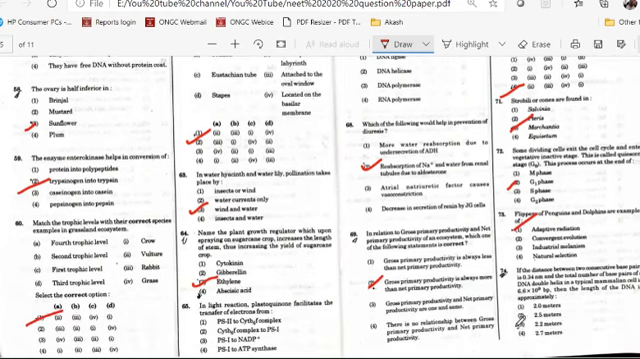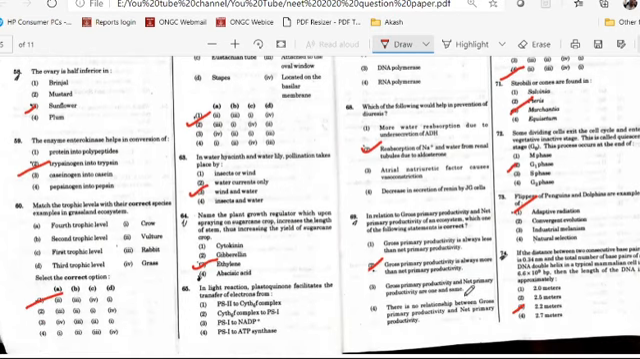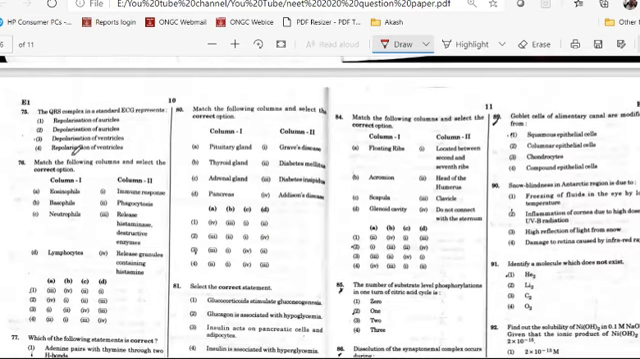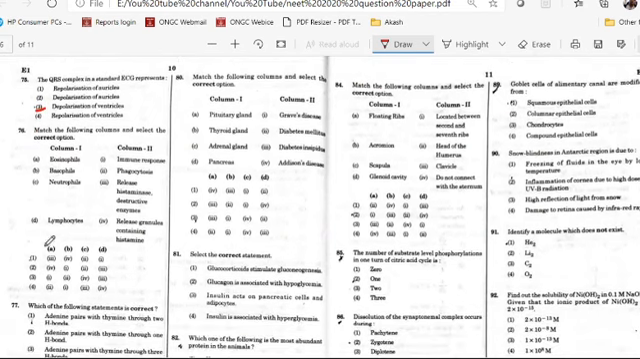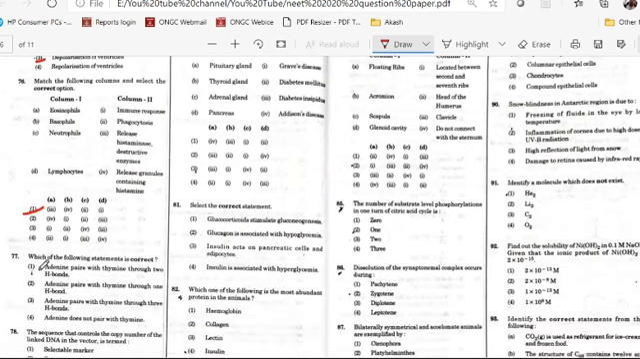In question number 74, the answer is 2.2 meters. In question number 75, the answer is the QRS complex in the ECG response, option 3. In question number 76, in column matching, the answer is option 1. In question number 77, option 1 is the answer here also.